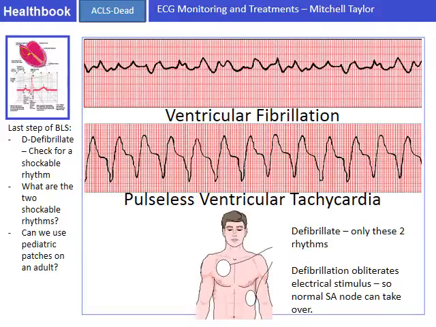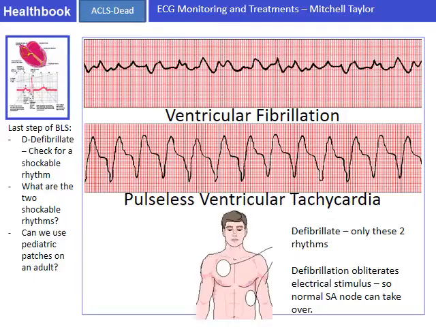But both of these are non-perfusing rhythms, so we check a pulse. There is no pulse with these patients. So we want to see that. We want to check on these patients, see how they're doing. We want to defibrillate these. What defibrillation does is obliterate the electrical stimulus so that the normal SA node can take over. A lot of times you see in movies they say, let's jump start the heart. Well, we're not jump starting the heart, we're stunning the heart.